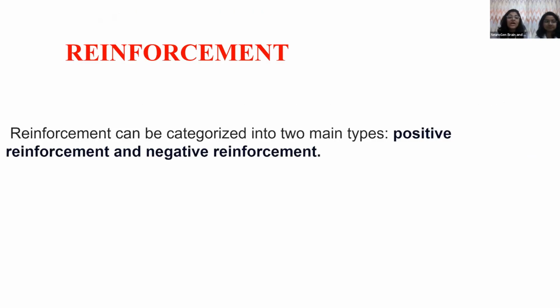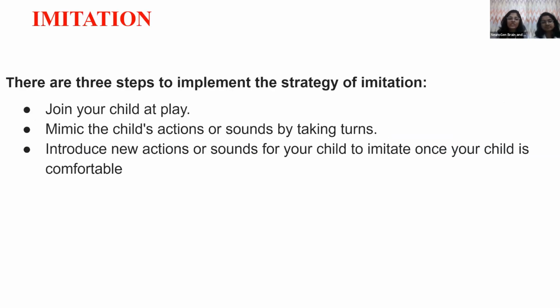And the next is reinforcement. Reinforcement can be characterized into two main types. One is positive reinforcement, the other is negative reinforcement. Positive reinforcement involves providing rewards to encourage desired behavior, while negative reinforcement involves removing aversive stimuli to achieve the same goal. The next thing is imitation.